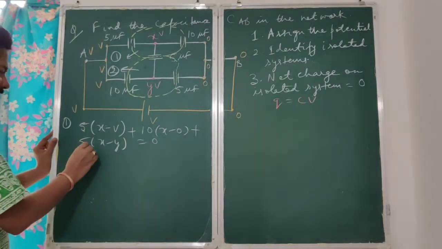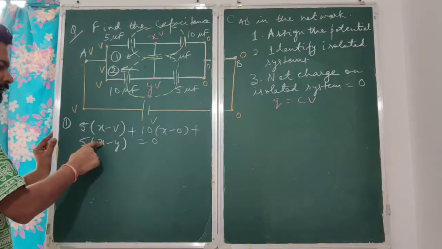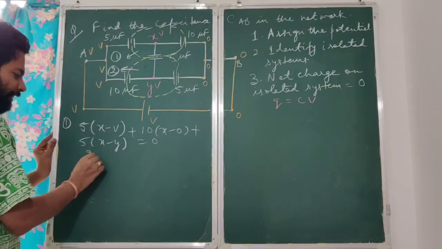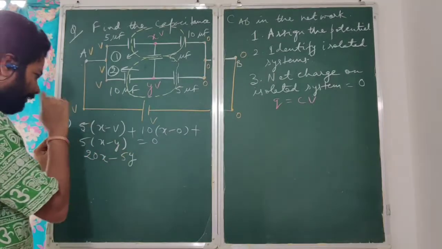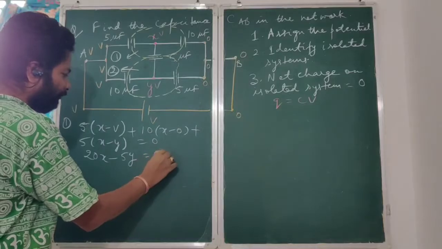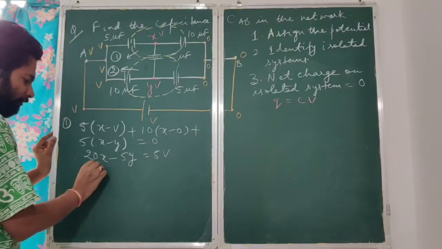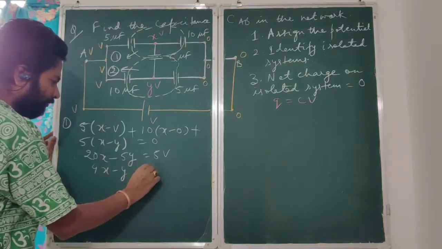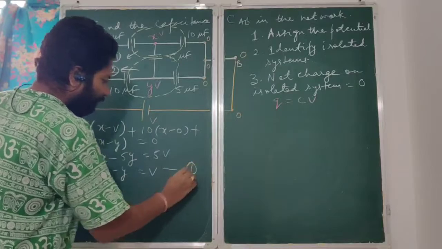Now this can be written as 5x plus 10x plus 5x. How much is this? 10 plus 10, 20x, minus 5y minus 5v. So send it to the other side. 5 is the common factor, so we can write this as 4x minus y equal to v. So this is your first equation.